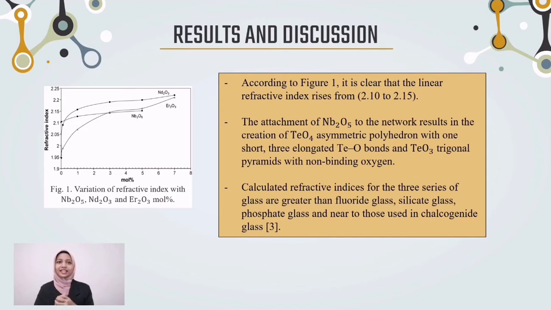Thus, the increase in the rate of non-bridging oxygen, NBO, at the expense of bridging oxygen, BO, raises the refractive index. The calculated refractive indices for the 3 series of glass are greater than the one for fluoride glass, silicate glass, phosphate glass, and near to those used in chalcogenide glass.